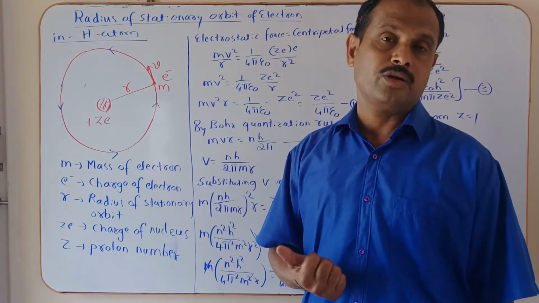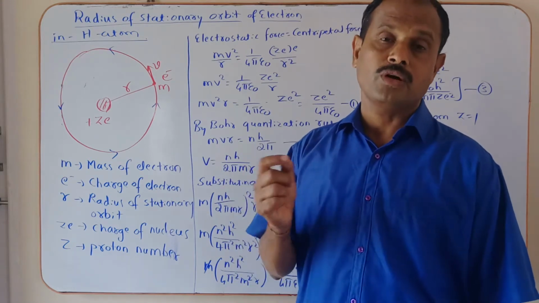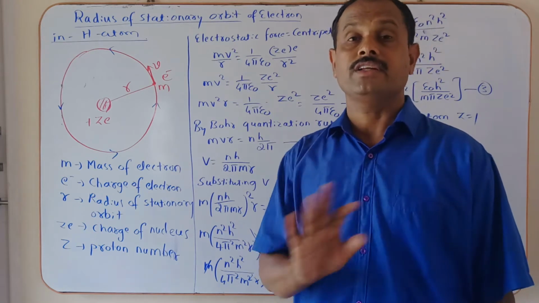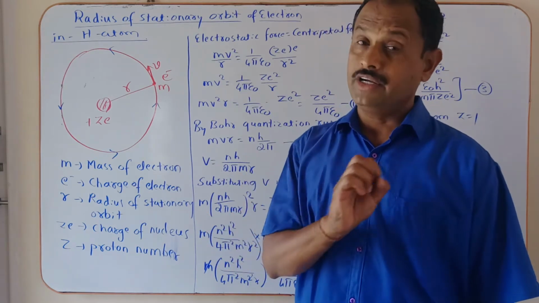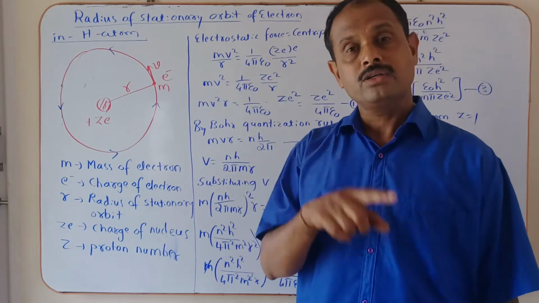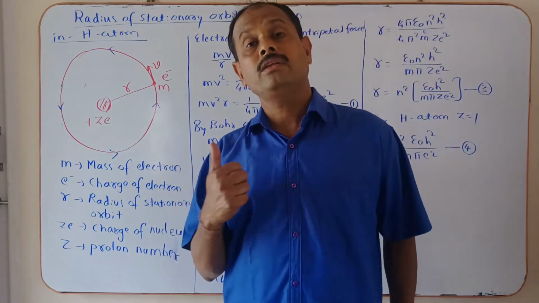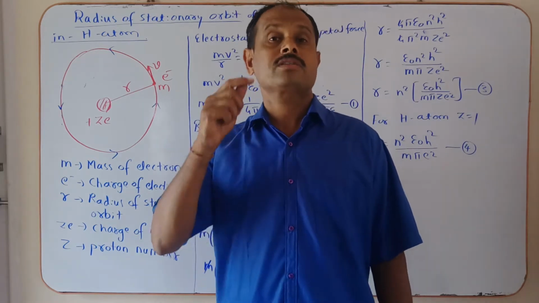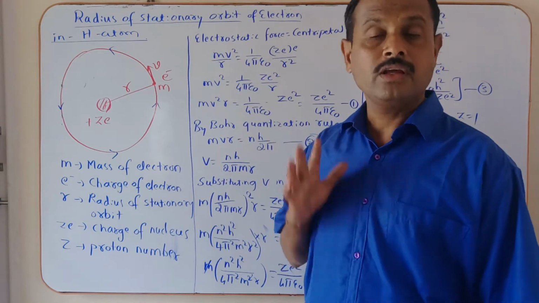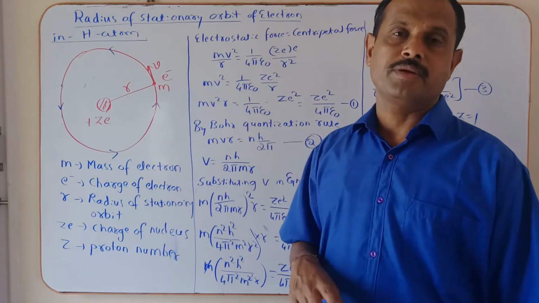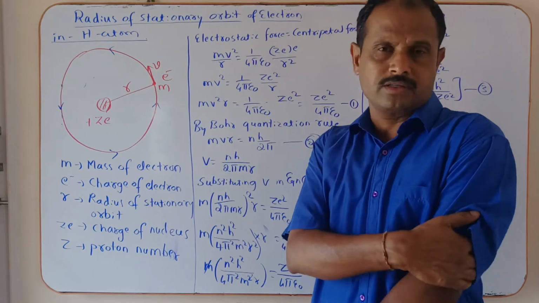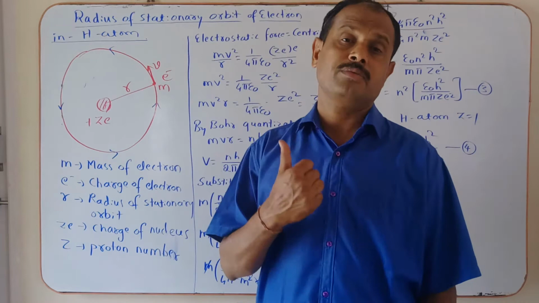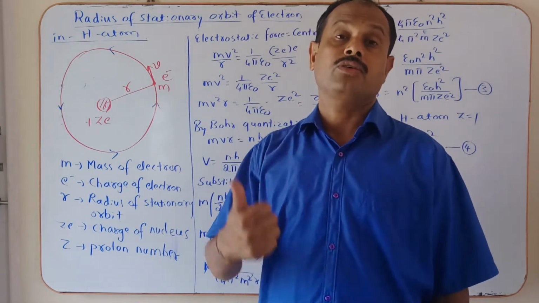Why do you say stationary orbit? Because when electrons move around the nucleus in a particular orbit, they do not radiate any energy. The atom emits energy only when the electron transition takes place from a higher energy state to a lower energy state. These points we covered in the previous video clip. Now, we have to obtain the expression for the radius of the electron in the nth orbit.